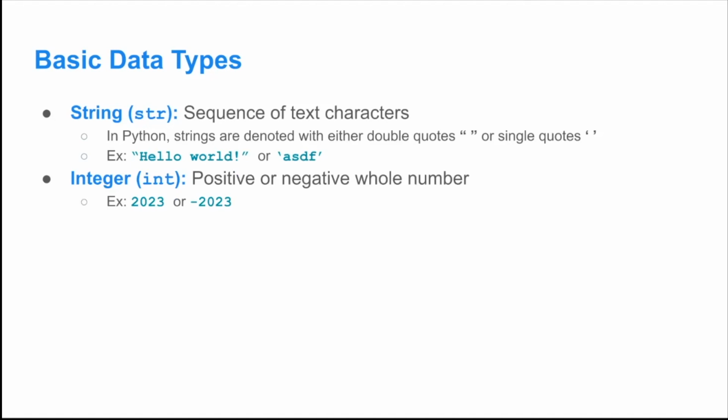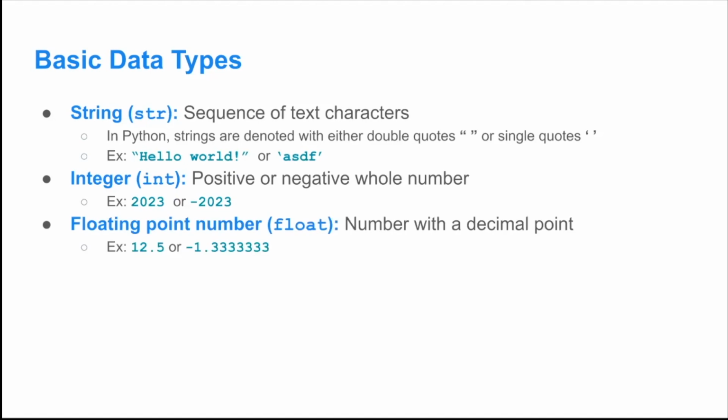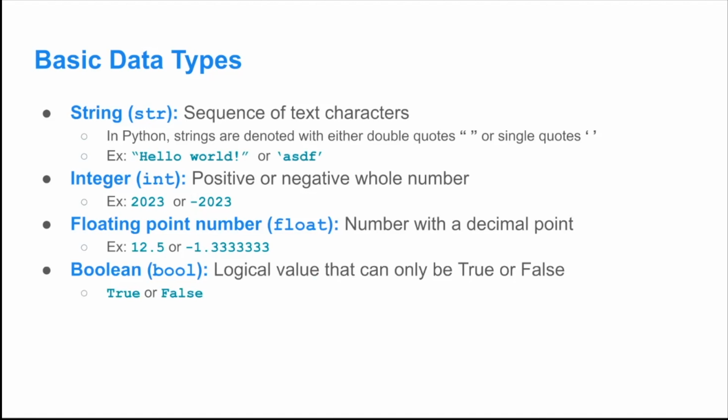Integers are another common data type that you'll see in Python. These are just positive or negative whole numbers, pretty similar to the mathematical definition of an integer. So 2023 and negative 2023 are both integers in Python. There's also floating point numbers, or floats, and these are just numbers with a decimal point. So 12.5 and negative 1.33 would both be floats in Python. Another type is the Boolean. This is a logical value that can only be either true or false, and you'll just see it written as true or false.